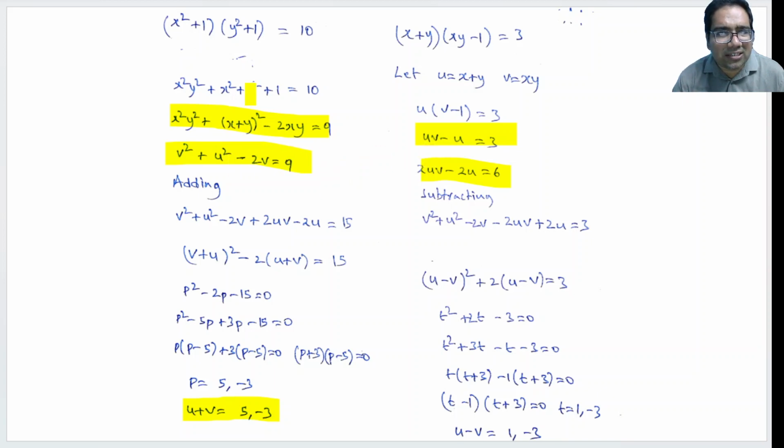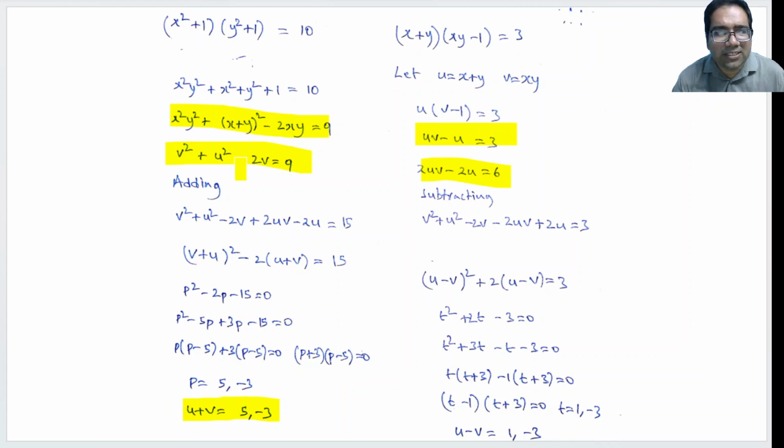These two equations are nothing but the original two equations, just written in the form of v and u. What is v? v is xy and u is x + y. Now we have got what u + v is. u + v means x + y + xy, and we have found it is 5 or −3.